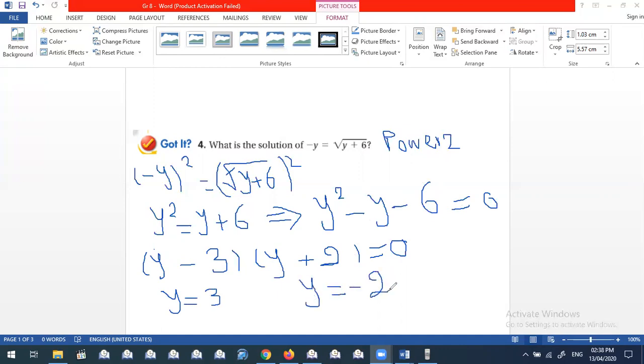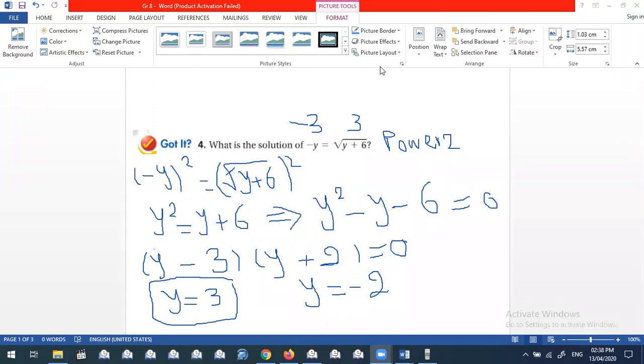Let's find the extraneous solution. Y equals 3. Substitute here. Y equals 3, so it will be negative 3 on the left. What about the right? 3 plus 6 is 9. Square root of 9 is 3. Is negative 3 equal to 3? No. So 3 is the extraneous solution.